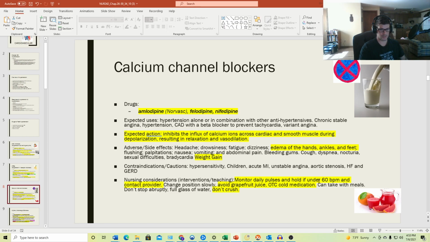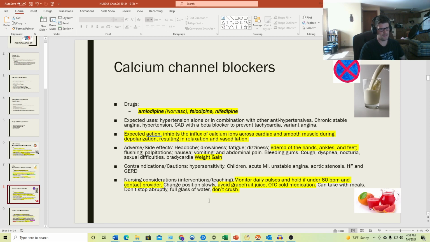The hold under 60 beats per minute. That seems to be across the board for all of the antihypertensives is something that she's kind of put out. And then grapefruit juice, over-the-counter cold medications, again, that kind of falls in there. And then don't crush.